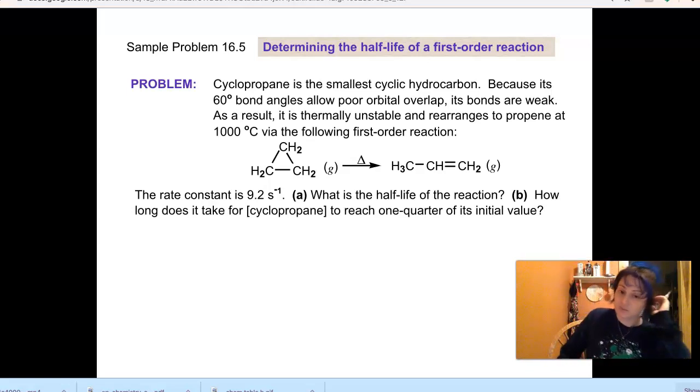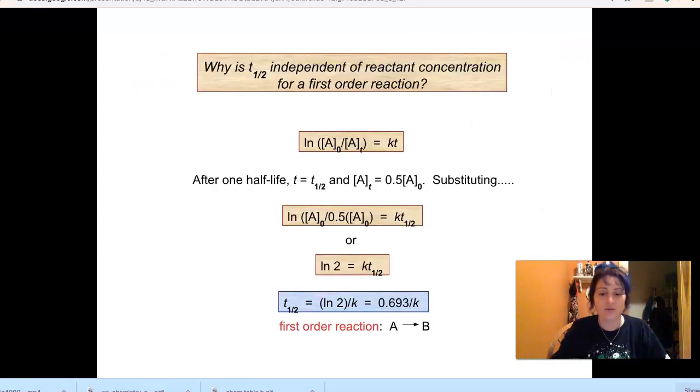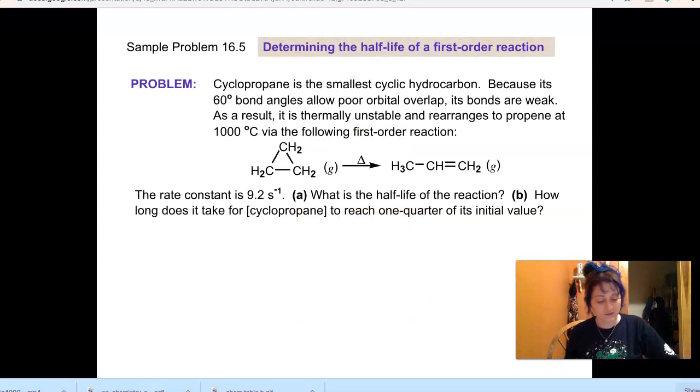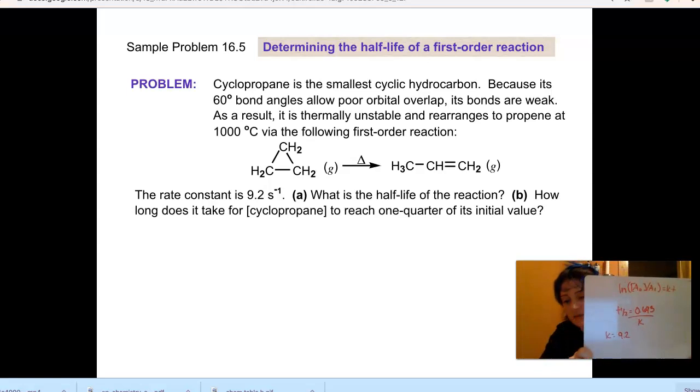Alrighty, so this is a first order reaction, so I'm going to go ahead and take both of those equations from this page. I'm going to take that ln function, ln A not over A T equals KT. I like to just have my equations. I'm also going to take T1/2 equals 0.693 over K. Now, they also told us here that K equals 9.2. Okay, so this is what I have.